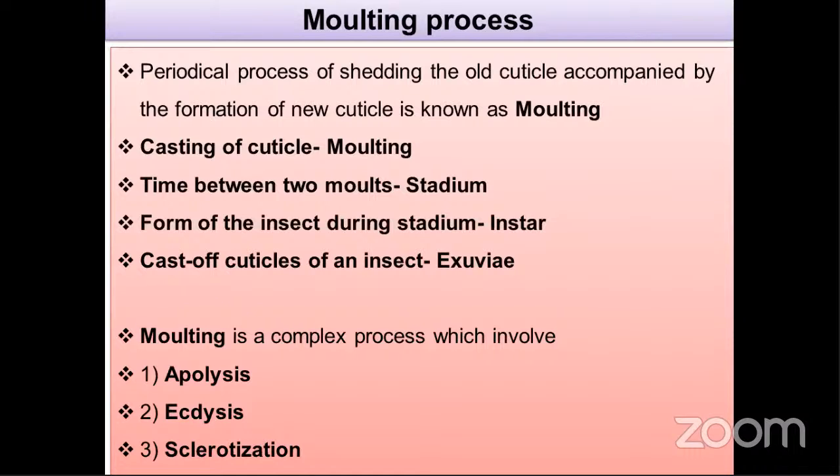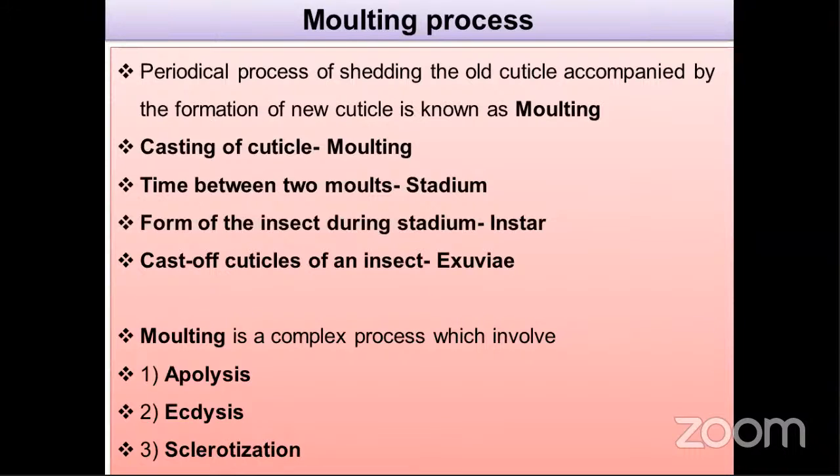Those are: insect cuticle which is hard and forms an unstretchable exoskeleton, so it must be shed from time to time. That is also molting only. The periodical process of shedding the old cuticle we can also call molting. Casting of cuticle we will also call molting.